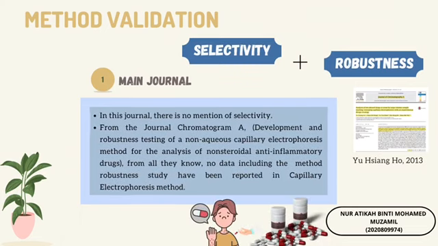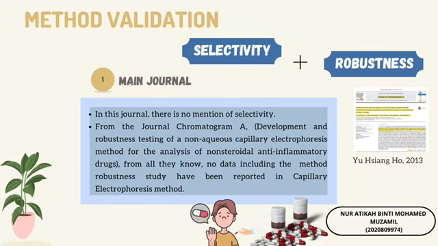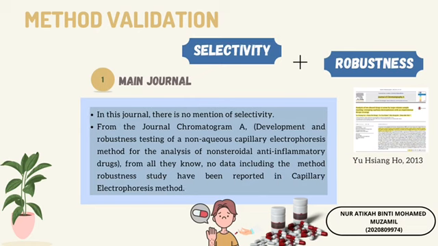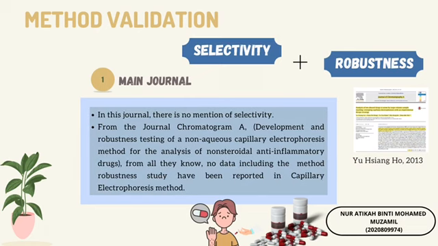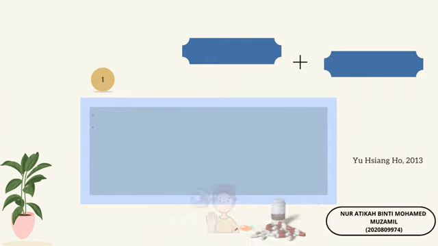For method validation of selectivity and robustness, in the main journal there is no mention of selectivity and robustness, but we found it in other journals. From the journal Chromatography, the title is Development and Robustness Testing of a Non-Aqueous Capillary Electrophoresis Method for the Analysis of Non-Steroidal Anti-Inflammatory Drugs. To the best of their knowledge, no data including a method robustness study has been reported for a capillary electrophoresis method.